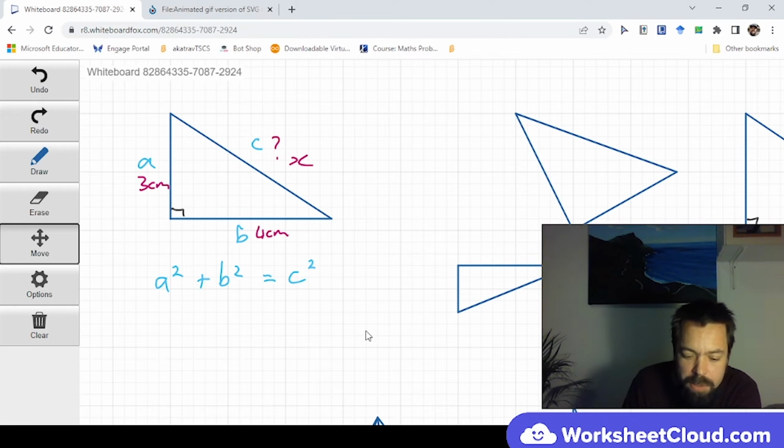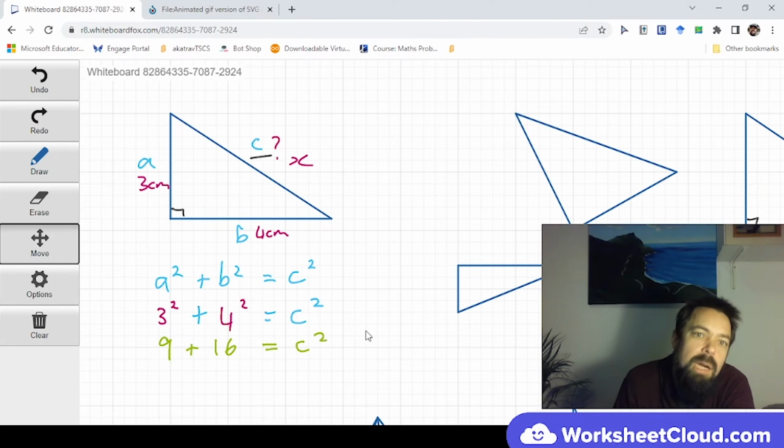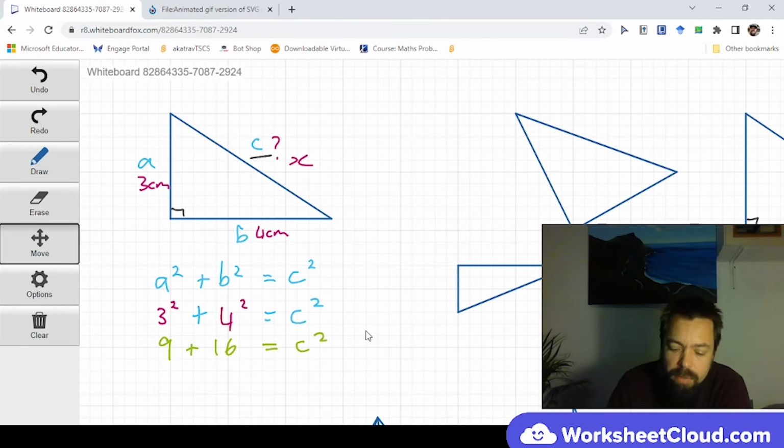Okay, so then we would say, well, we go 3 squared because that was what A was. Then we add B, which was 4 squared, and that is equal to C squared. Breaking that down into numbers, 3 squared is 3 times 3, which is 9. 4 squared is 4 times 4, which is 16, and that will equal C squared. However, I'm not looking to find out what the length of this side squared is. I want to find out what that length is. So the opposite of a square is a square root.